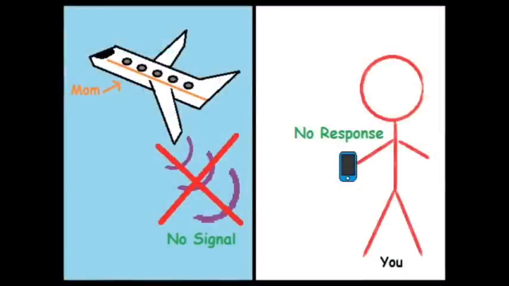In most signaling processes, the way to terminate a response is to remove the signal. If you don't get a text message, then you don't have anything to respond to, like if your mom was on an airplane and was unable to text you.